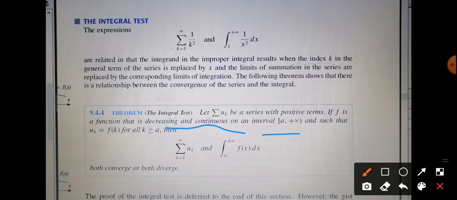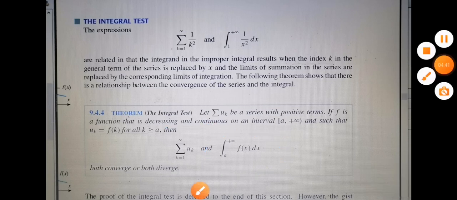And what is the integral test? We find the integral from a to infinity of f of x dx, and if the answer is a constant number, then we say that the series is convergent, otherwise the series will be divergent.